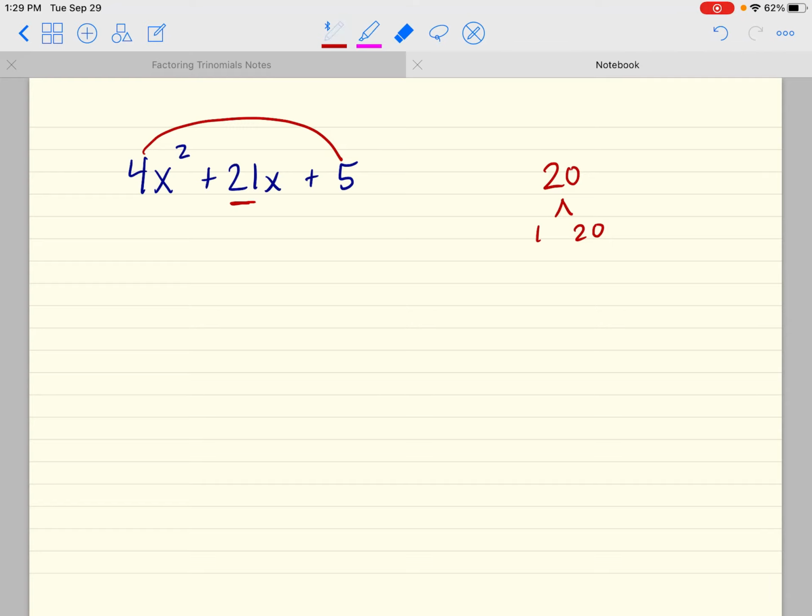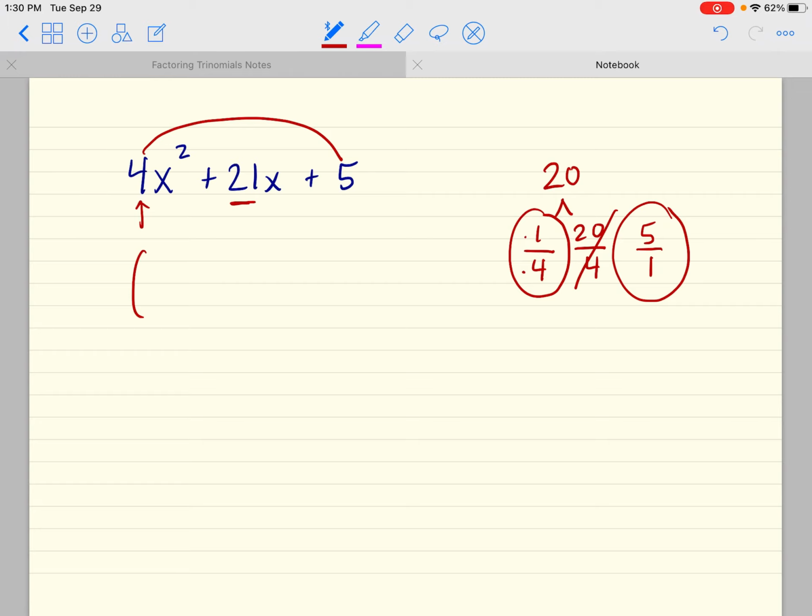Now once I have them, I'm going to divide by my first number. So I'm going to divide the 1 by 4 and divide the 20 by 4. And this doesn't reduce, but this becomes 5 or 5 over 1, and those two fractions I'm going to read from the bottom up to get my factors. So 4x plus 1 is going to be a factor, and 1x plus 5 is going to be the other factor. Okay? That's it.